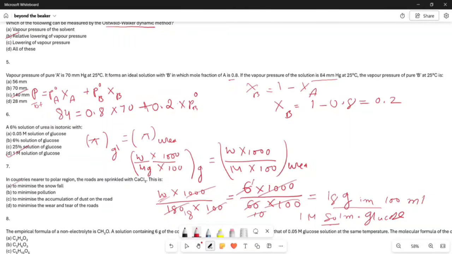See here, in the polar region, the roads are sprinkled with calcium chloride. So when you add the salt calcium chloride to the road, what happens? You get a solution. So we know that the freezing point of the solution is less compared to its pure solvent. So if you add calcium chloride, the freezing point will be less. So it minimizes the snowfall. Okay. Next I move to another question.